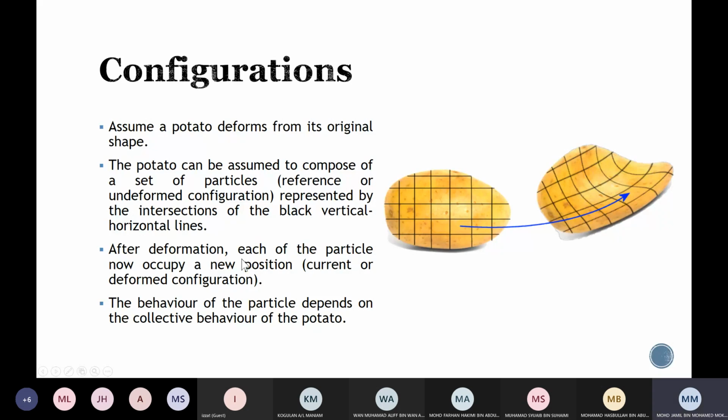The motion of each particle depends on the behavior of the potato. If the potato is hard, when you throw it, maybe it won't be dented. So the particles will not move; they will stay intact at the original location. If the potato is soft, then when you throw it, each of the particles will change in location. When there is a change in location, there is a deformation.